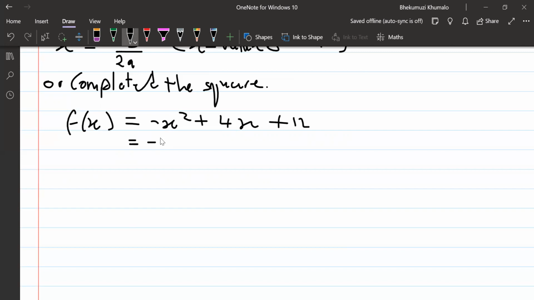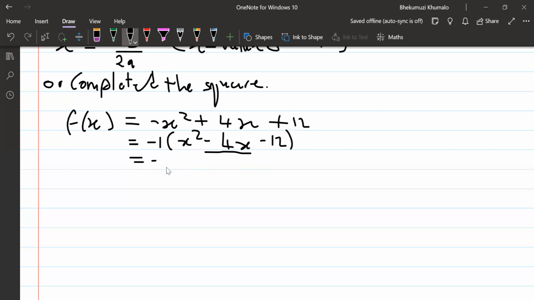Then we have to take out negative 1, right? So if we take out negative 1, we have x squared, positive, then minus 4x, and then minus 12. From there, to complete the square, we take the b, minus 4x, and we divide the minus 4 by 2, which gives us negative 2. Then the negative 2, we would square, raise to the power 2, and that will give us 4.